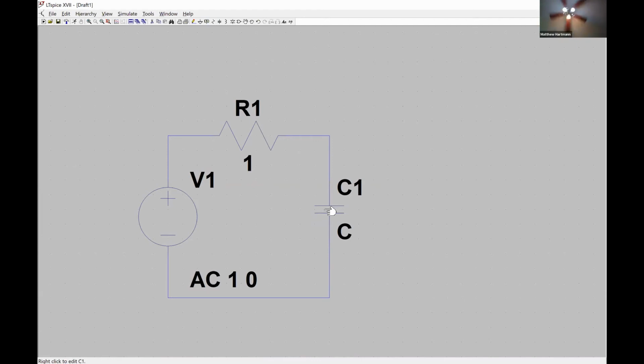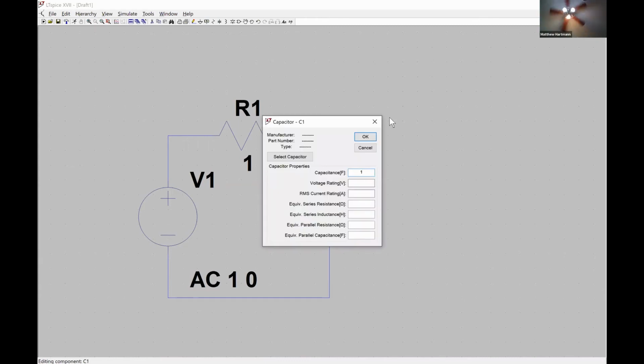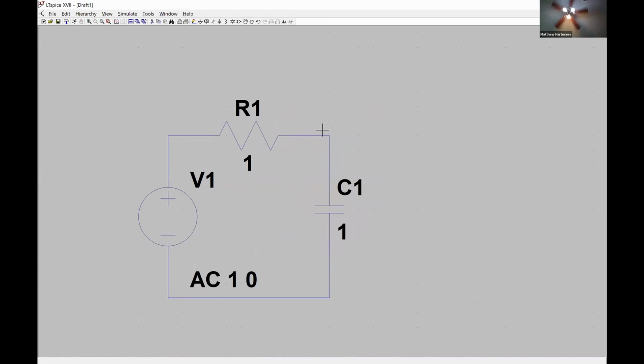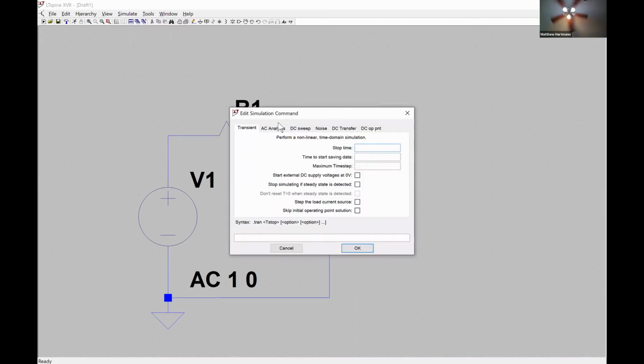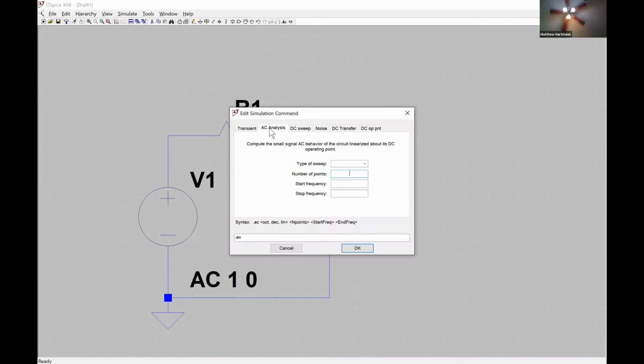We're going to give this guy a value. My right clicking will work finally. 1 farad. And I need to establish my ground, which will be this bottom node. And let's go to simulations. We are going to do what's called an AC analysis on this.